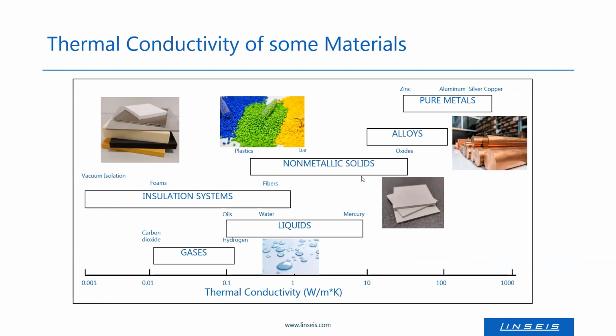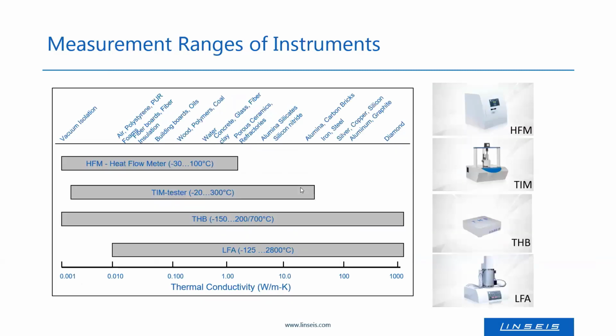In between are the non-metallic solids: plastics with quite low thermal conductivity, oxidic materials, ceramics in general with thermal conductivities reaching some tenths of watt per meter Kelvin. Alloys have usually slightly lower thermal conductivity than pure metals. So thermal conductivity covers a quite broad range from 0 to, let's say, 1000.